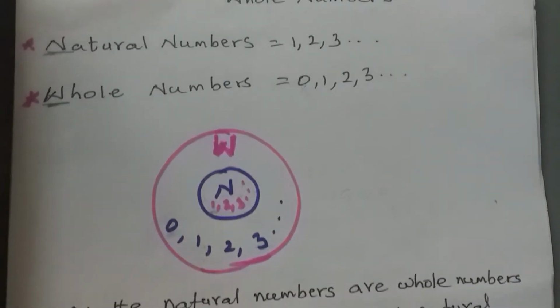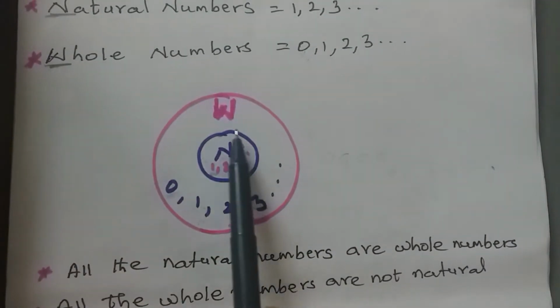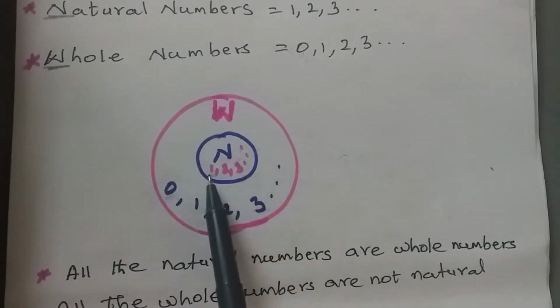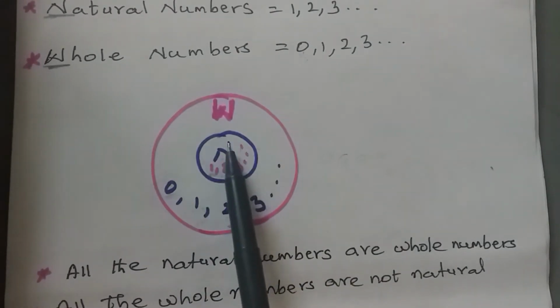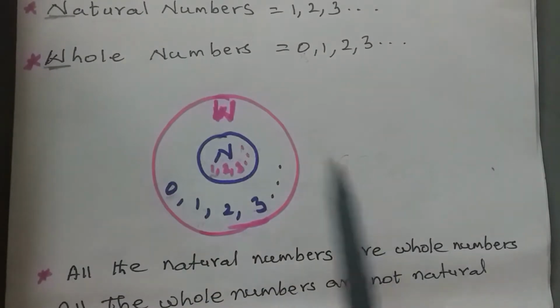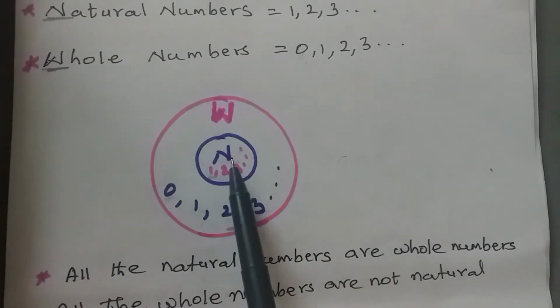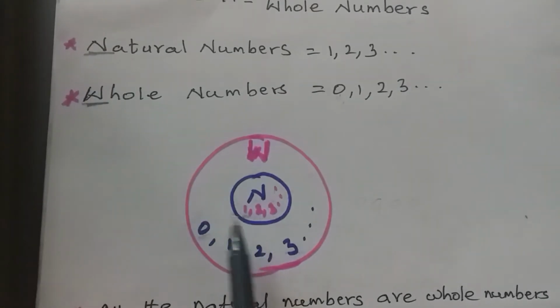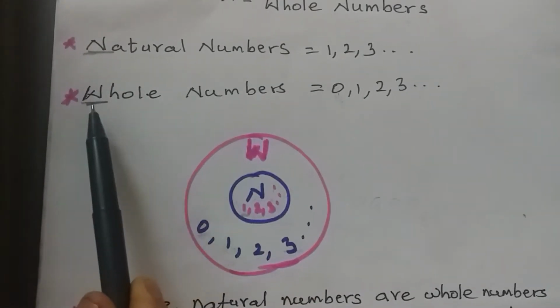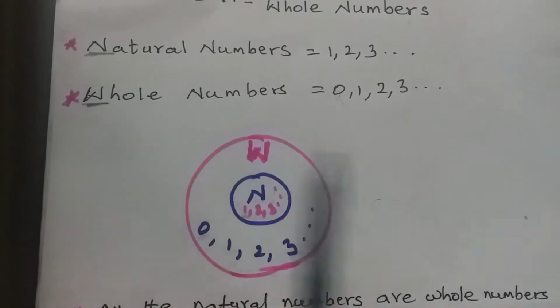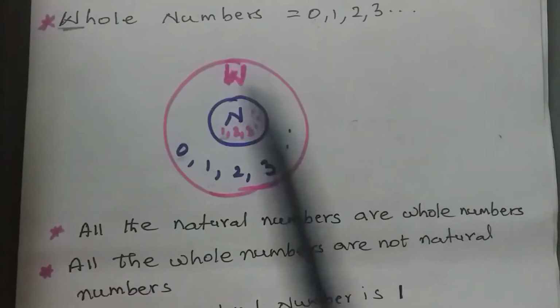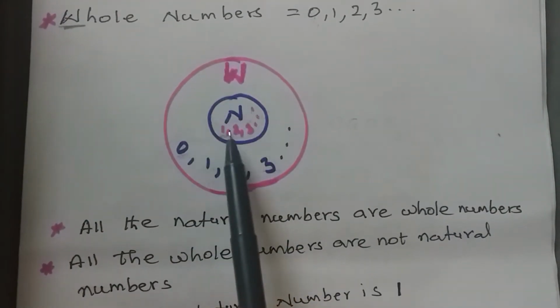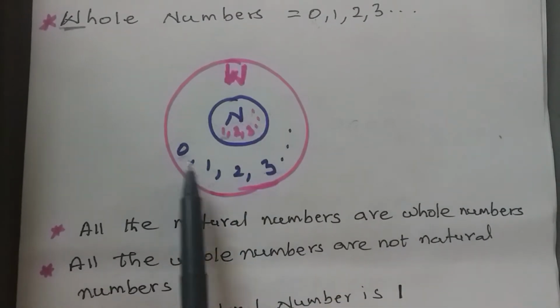Now let us see this diagram to understand better. See, the inside circle is natural numbers 1, 2, 3, etc. And the outside circle denotes whole numbers. N is the letter for natural, the first letter of the word natural, N for natural numbers. And the first letter of the word whole, W for whole numbers. Okay. Now, our natural numbers are 1, 2, 3, etc. and whole numbers start from 0.